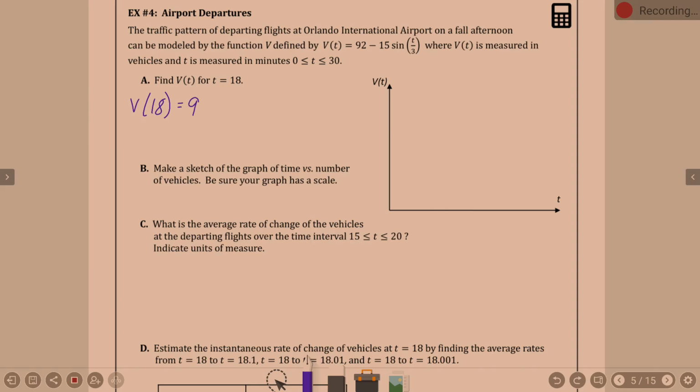And so you're doing 92 minus 15 times sine of 18 over 3. Not that I even had to write that piece out. Now, obviously, calculator problem here, yes? Okay. You might want to consider, because we are going to graph this, if you notice there's a graph, and you know this is an A, B, C, D, E problem. So you might want to just go ahead and put it in on Y1. That way you don't have to type it in a bunch of times.